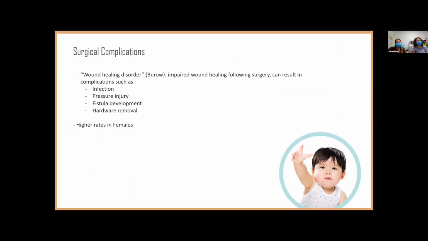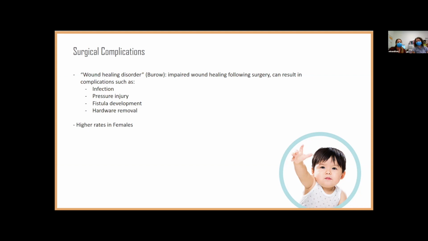The last thing we're going to just really briefly talk about is surgical complications. Dr. Voorhees talked about a variety of surgical interventions that may be available for these patients. And we did find in the literature there is some evidence that patients with SMA have an increased risk of this wound healing disorder or surgical complications. And that can result in things like infection of the wound. You can get a pressure injury because of having the surgery and then being less mobile after surgery because of pain issues or different restrictions.